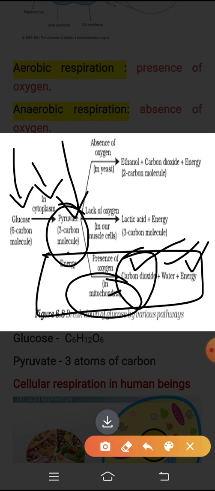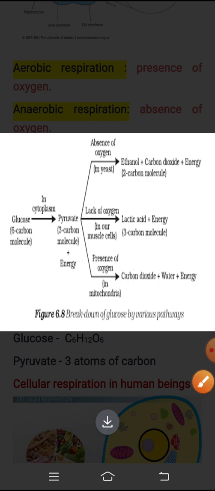So what is happening here? One more thing you have to understand. Here the complete oxidation is taking place and the energy is released in mitochondria. Once again I'll explain. You may feel it is difficult, right? But it is very easy once you understand, right?